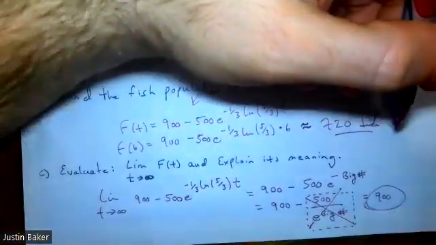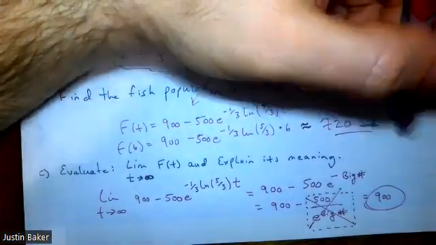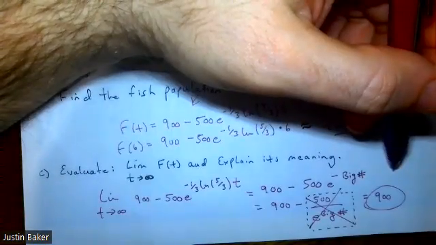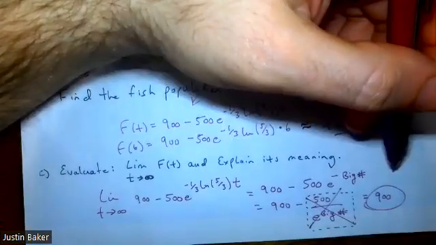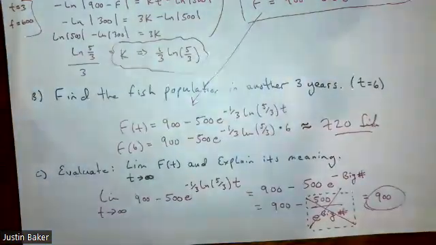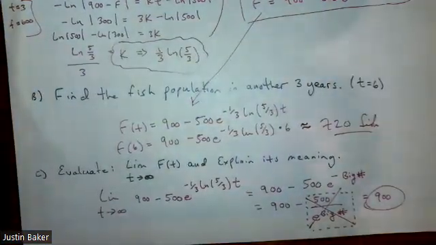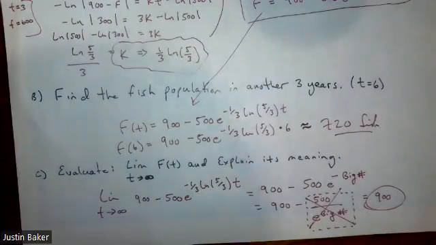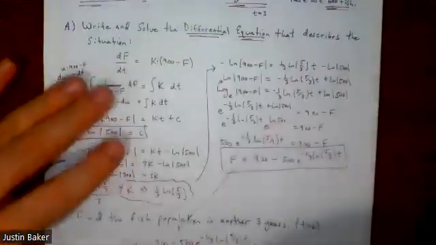And then the meaning of this is going to be, as time goes on, the population of the fish is going to approach 900. Because you're seeing that it's going to approach a constant number because the other piece is going to disappear. So in terms of its result, or the meaning, as time goes on infinitely, the number of fish in the lake would approach 900. What do you think, guys? Any questions, comments? So that kind of wraps up exponential growth and decay.